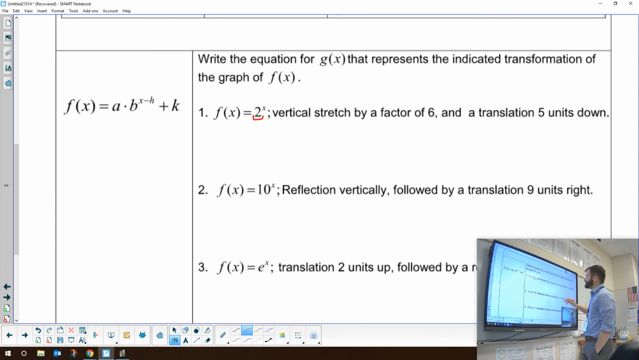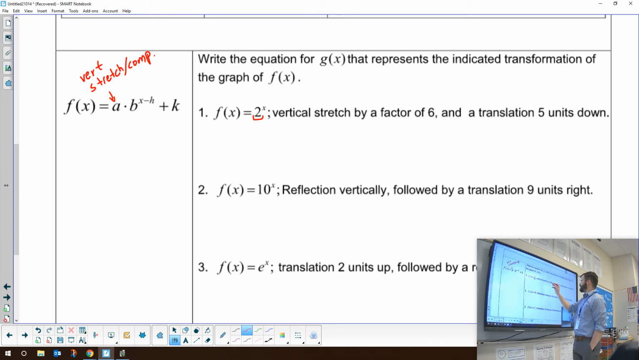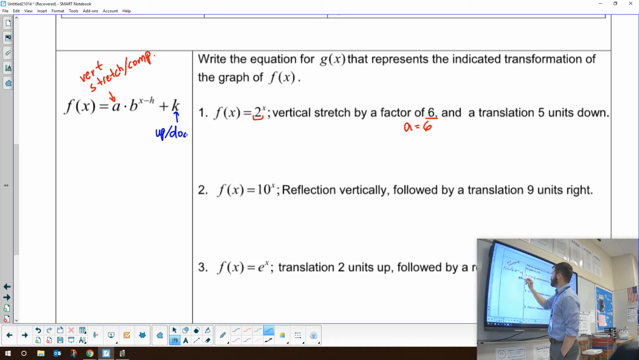And so here it says vertical stretch by a factor of 6. So here's the deal, remember A controls your vertical stretch or compress, okay? So if I have a vertical stretch by a factor of 6, that means that A equals 6, okay? And then it says translated 5 units down. Now, my up and down is controlled by my K. So if we're going to go down, that means my K is going to be -5.